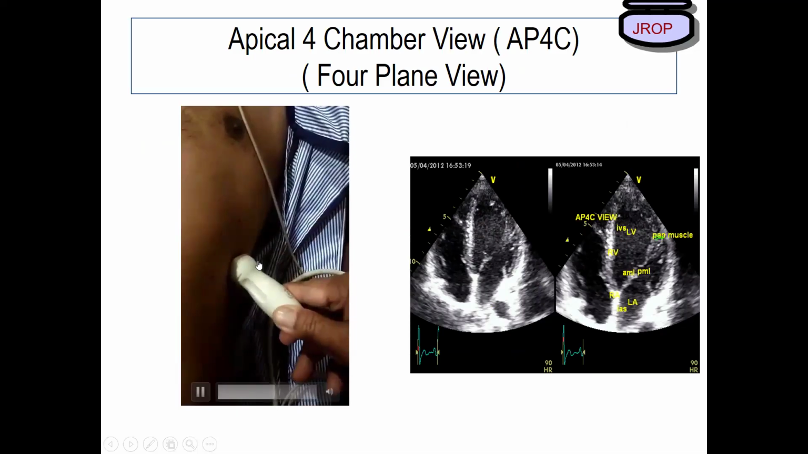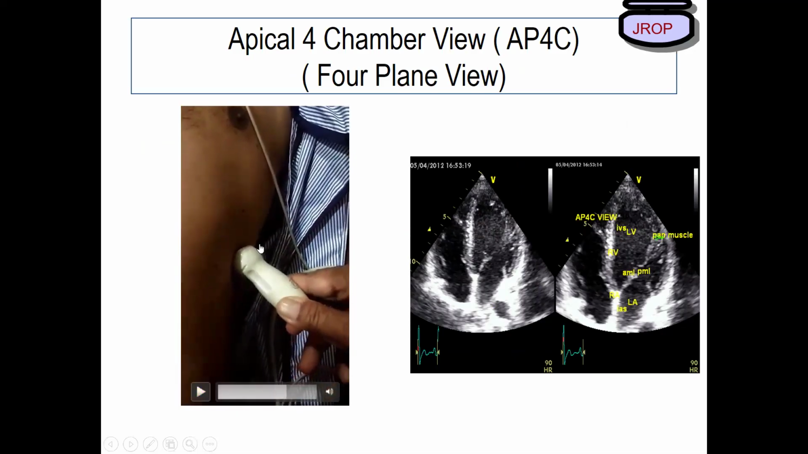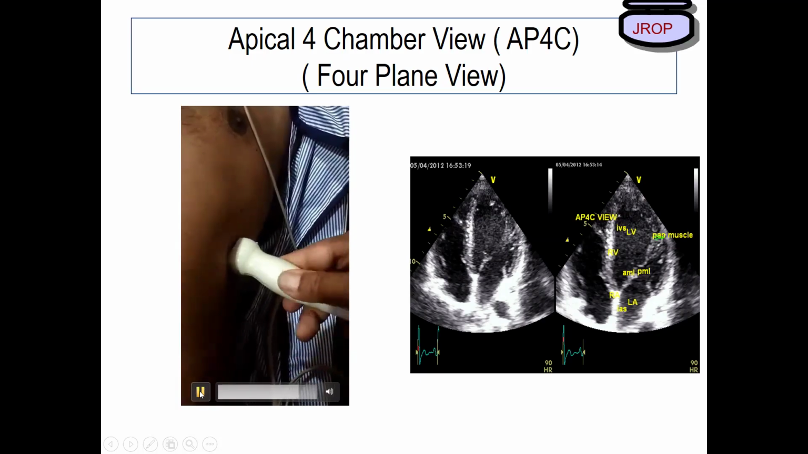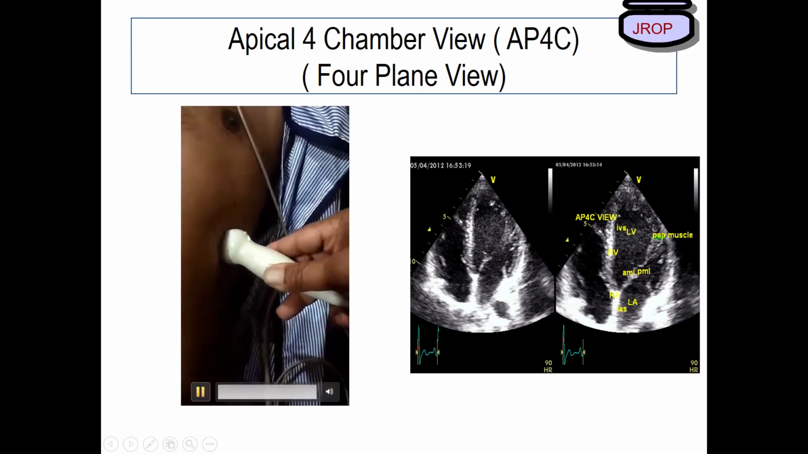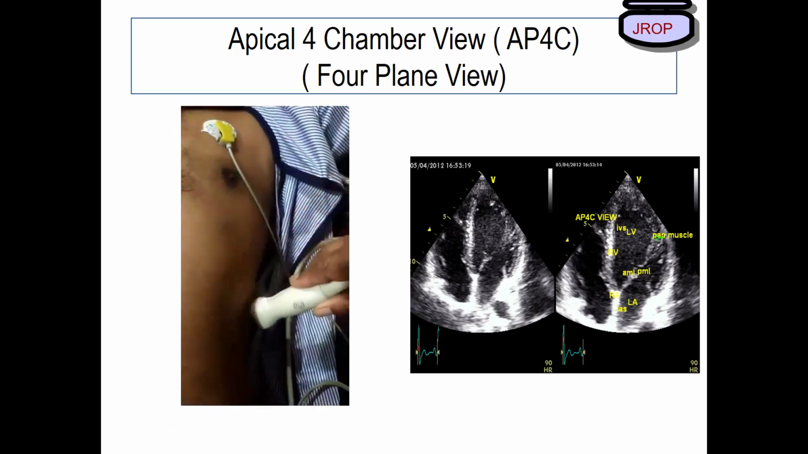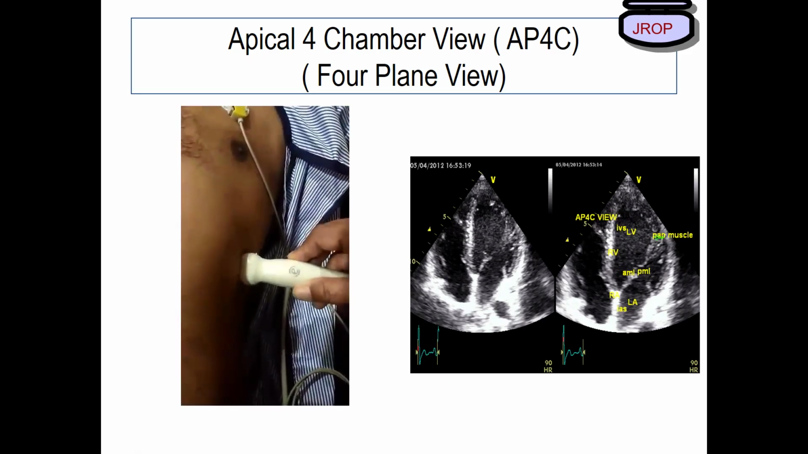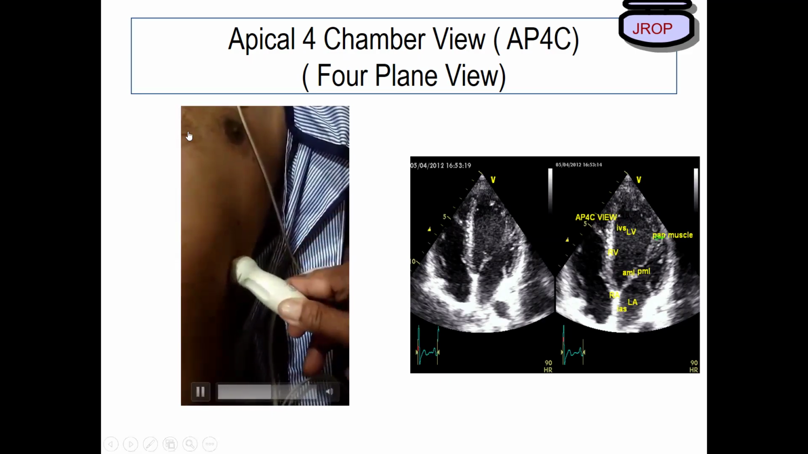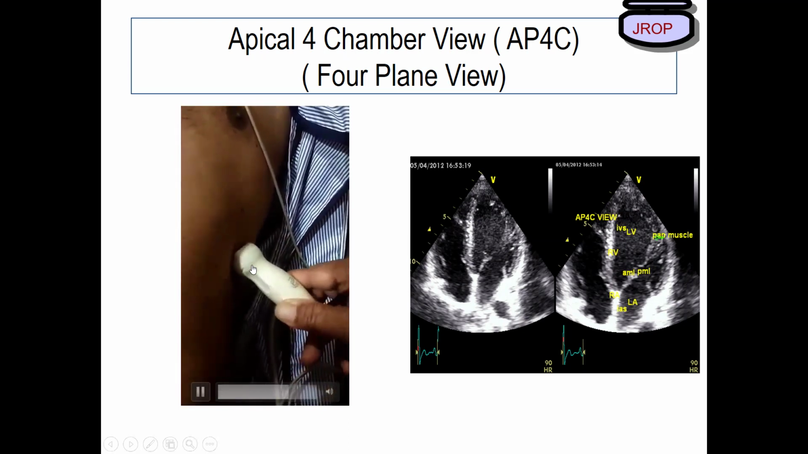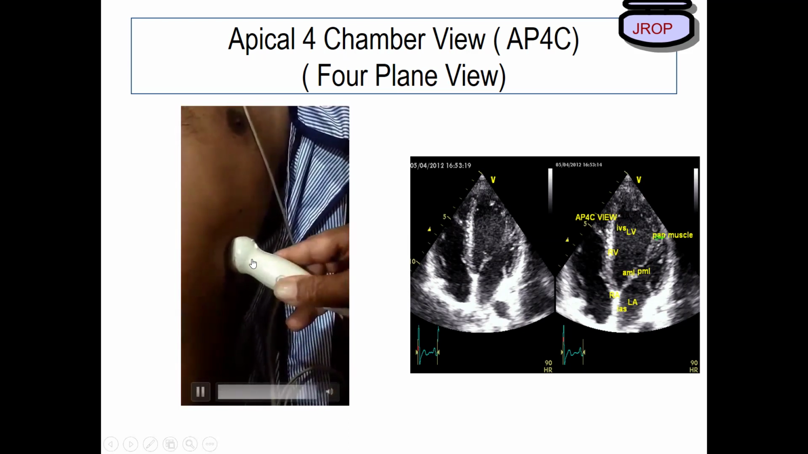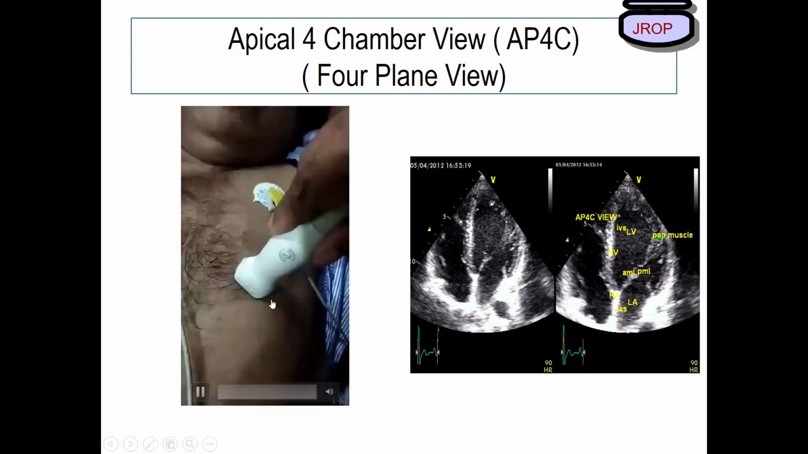Now this is the index marker at 3 o'clock position. Correct? Now from this index marker, you rotate this probe counterclockwise like this. Have you seen this? Yes, sir. So this is what counterclockwise rotation is. My submission is, you start at 11 o'clock position, slide your transducer in the same 11 o'clock position to the apex. Then you rotate clockwise to get the two-chamber and three-chamber view.